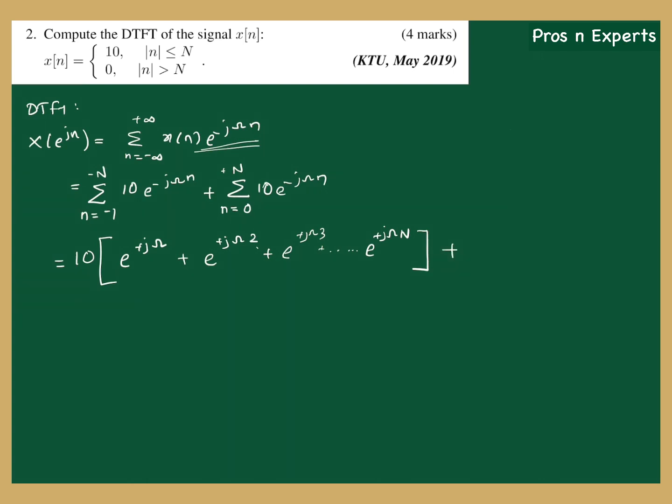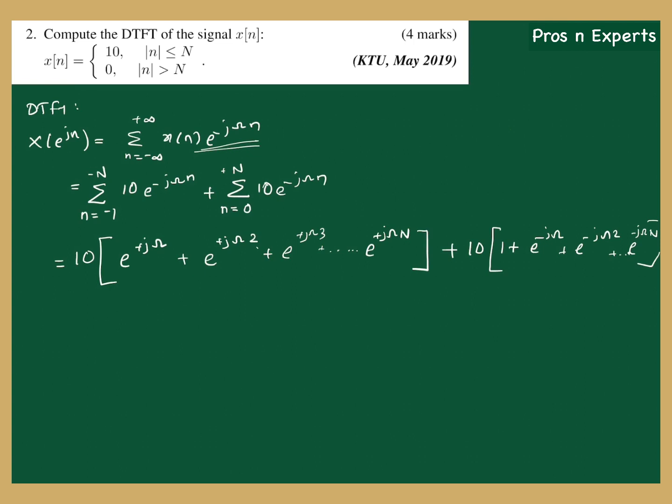Plus, there is one more sigma term, which on expansion gives you, here the difference is the summation starts from n equal to 0. So the first n value you put here is 0. That means 10 e raised to 0 is 1. So there is a 1 here. Next is n equal to 1, in the positive n axis. So n equal to 1 means e raised to minus j omega, plus e raised to minus j omega 2, plus etc. up to e raised to minus j omega N, because N is the last value.